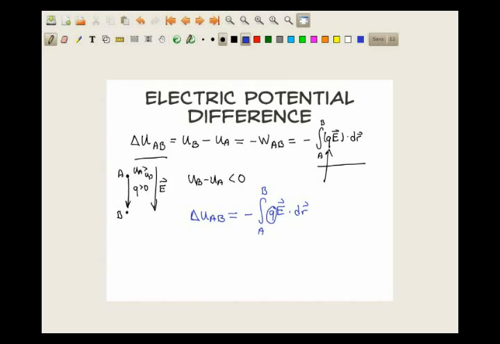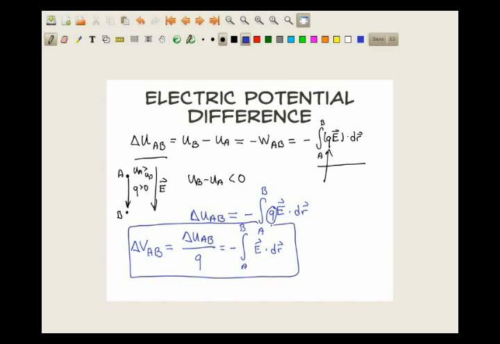And so it's very convenient to divide both sides by Q and define a new quantity, the electric potential difference between 2 points, which is defined as the change in the potential energy between those 2 points per unit charge, and that's going to be equal to negative the integral from A to B of E vector dot dr. This is a very useful quantity.